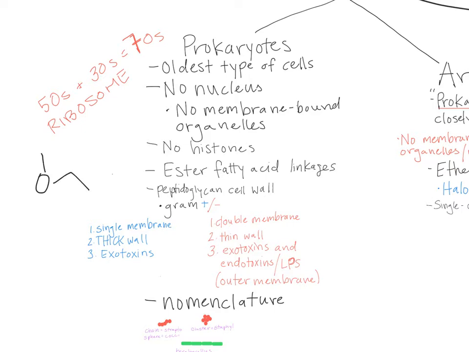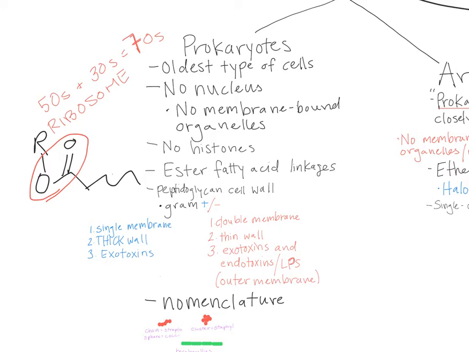I'm not going to draw the whole thing. This would be the glycerol connected to an ester and then a carbon chain. So here you can see we've got an ester. That's an ester fatty acid linkage, which eukaryotes also contain. We'll talk about that with archaea as well. So prokaryotes and eukaryotes have that in common. They both have ester fatty acid linkages.